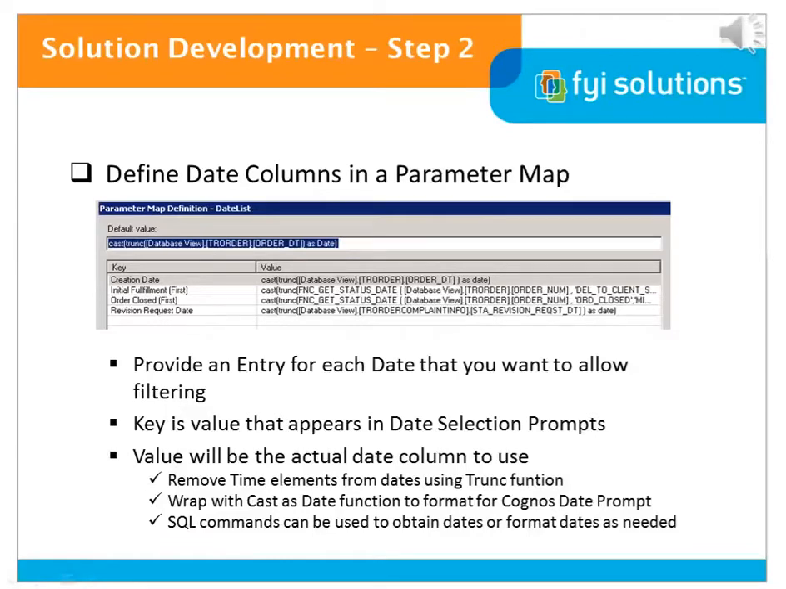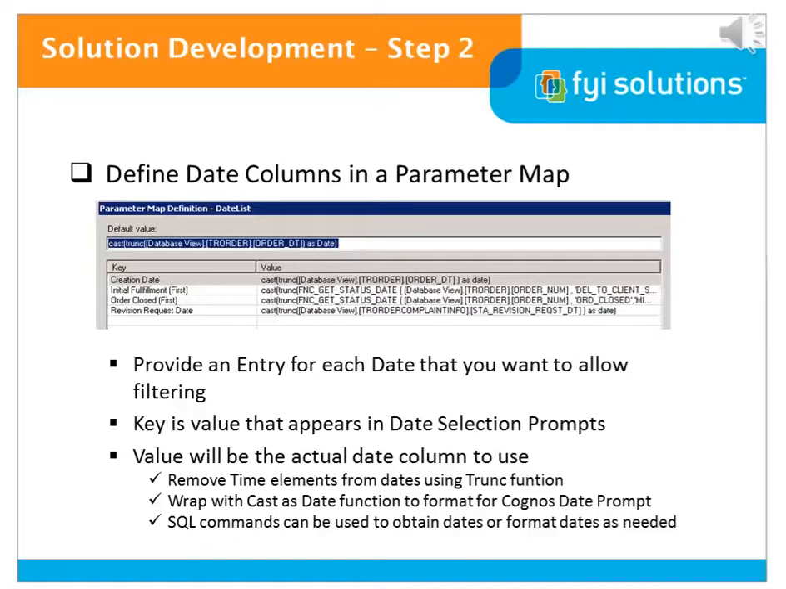So the second step is to identify the first of two parameter maps within Cognos Framework Manager. The first one here that we're showing is what we call the date list parameter map. This is basically where we are defining the actual dates that we're going to make available to our date filter. So the key is simply some text that's identifying the actual date fields. And this will be the same text that we're going to place into our prompts on the reports. The second column, the value column, is how we're actually defining how we are going to obtain the specific date.